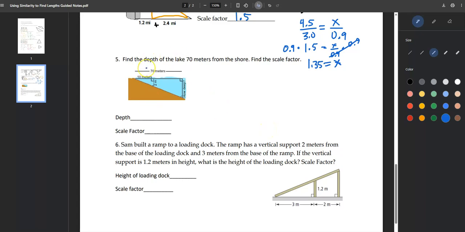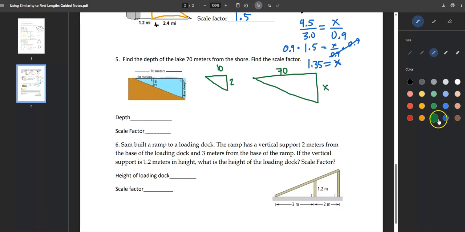So we're finding the depth of the lake here. It gives us all this stuff that we want. We want this x here. Again, I've got a triangle within a triangle, so I'm going to draw these separated. So the smaller one has 10 meters and 2 meters. And you can see these are similar because of the marks here. And then my bigger one, I want x to be right here, and then 70 to be right here, and I'm going to solve for x.